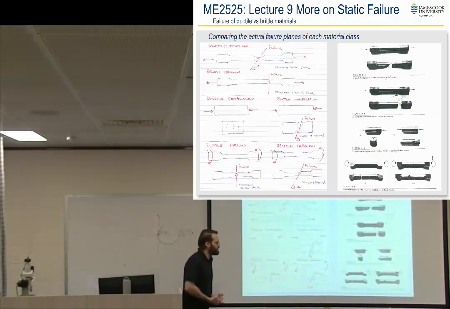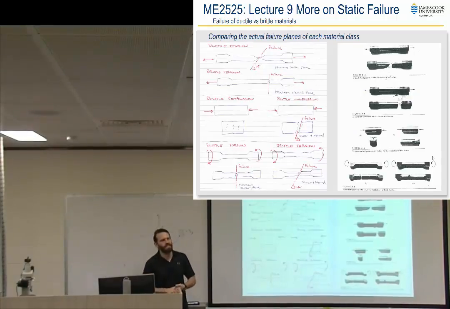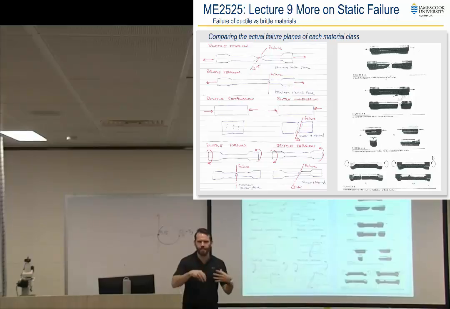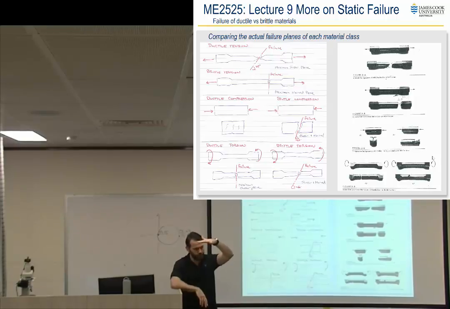And then what we need to do is start thinking about failure planes in compression as well. We talked a little bit about the way that things fail in tension. Brittle materials tend to fail due to normal stress, so they'll fail on a straight plane in tension. Ductile materials tend to fail on a 45 because it's a shear plane.